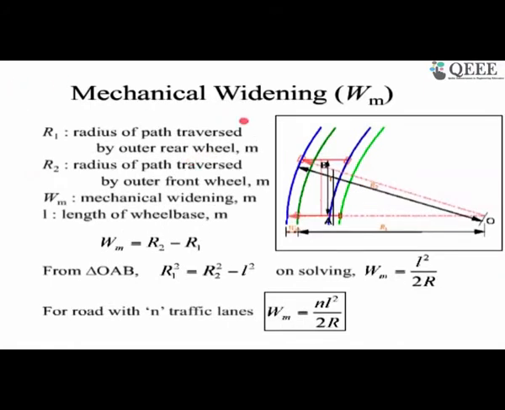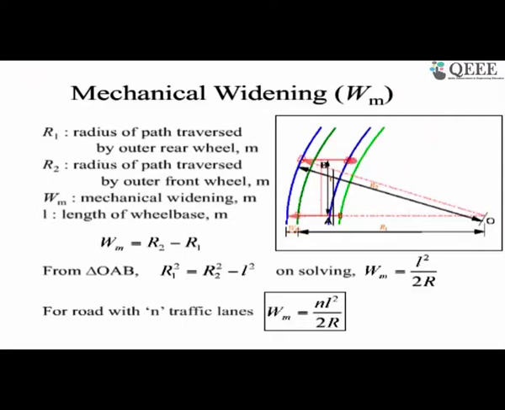Now before I go to the mechanical widening, I got another question. If super elevation is not provided, then what happens? If super elevation is not provided and the lateral friction cannot accommodate the centrifugal force, basically the vehicle is either going to overturn or laterally skid, and it can meet with an accident. And that was the main point we discussed at the beginning of the super elevation, why we need the super elevation.